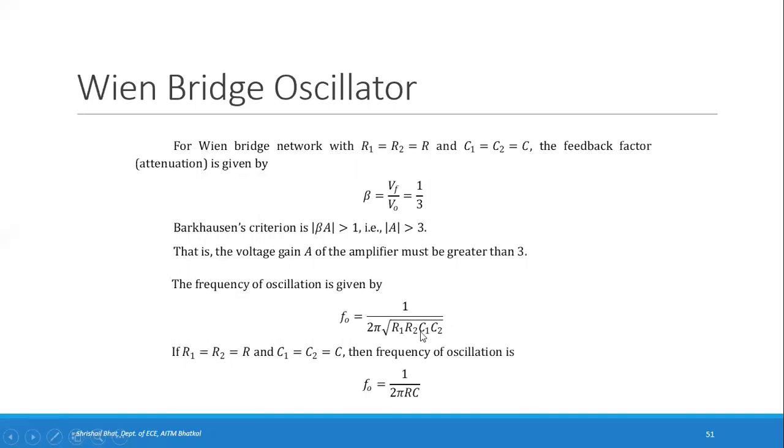Again, if R1 and R2 are equal to R, it will be R square. C1 and C2, if equal to C, will be C square. So under the square root, if you have R square and C square, the square root will become R into C. That's why the frequency of oscillation f naught will be equal to 1 by 2 pi RC.